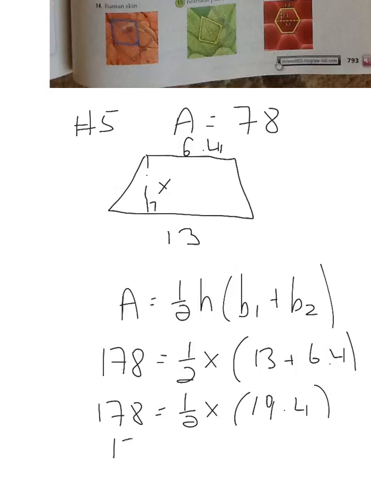So 78 is equal to 9.7x. Divide both sides by 9.7. So 78 divided by 9 and 7 tenths. The answer is 18.3. Something is not right here.